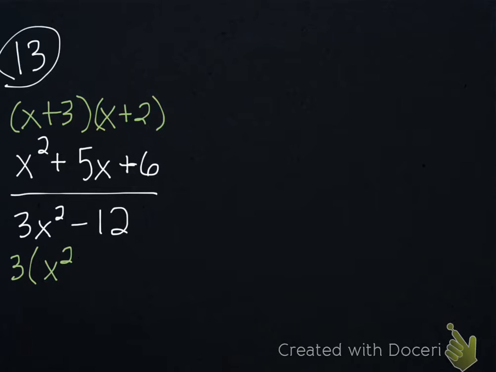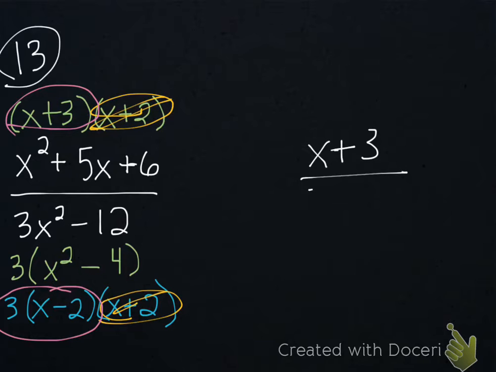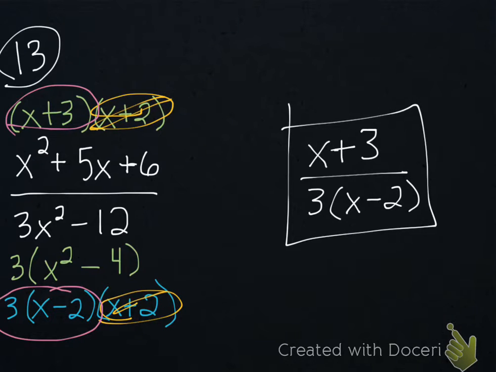So let's do that. When I divide both terms by 3 and pull out the GCF, I get x squared minus 4. But isn't x squared minus 4 a difference of perfect squares? Yes. So let's go ahead and factor that. We have x's in front, and the square root of 4 is 2. So I have a minus 2 and a plus 2. Okay, so what's going to cancel? X plus 2's cancel. Okay, what's left? X plus 3 and 3 times x minus 2. Two very different things. So I have x plus 3 divided by 3 times x minus 2. The 3's do not cancel. One's being added and one's being multiplied.